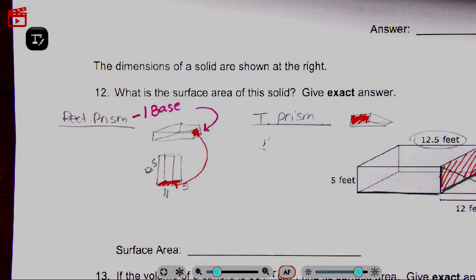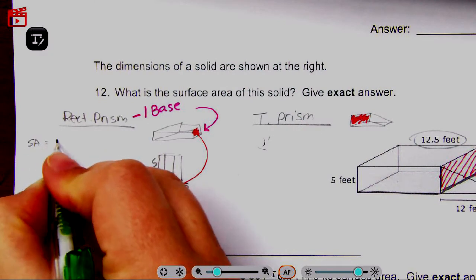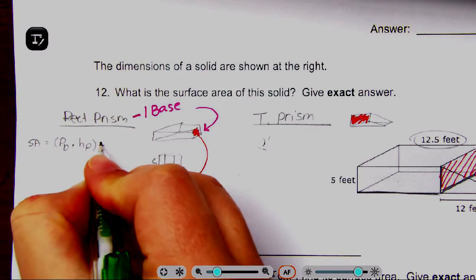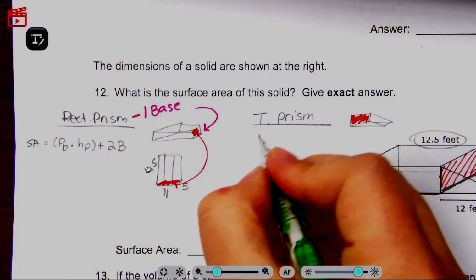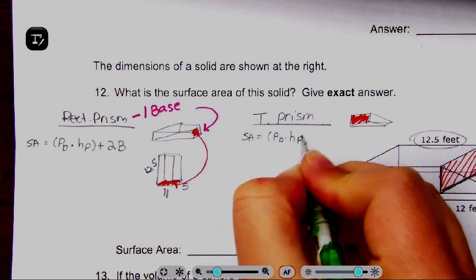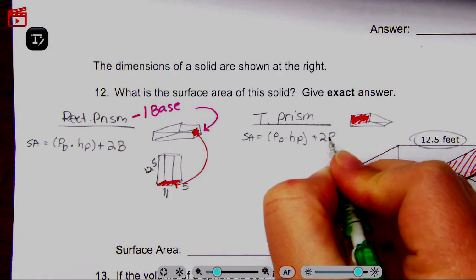All right, let's talk about surface area formulas. So surface area of a prism is the perimeter of the base times the height of the prism plus 2 times the area of the base. I'm going to write that formula twice since we have a triangular prism. And all that means is the formula is exactly the same, except now when we have the perimeter of the base, our base is just now different.